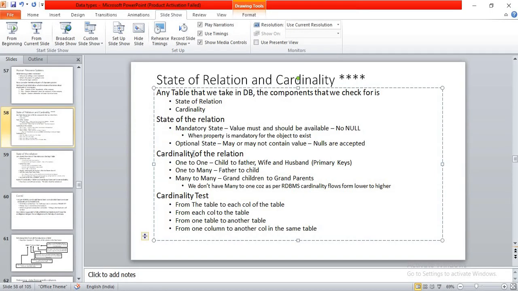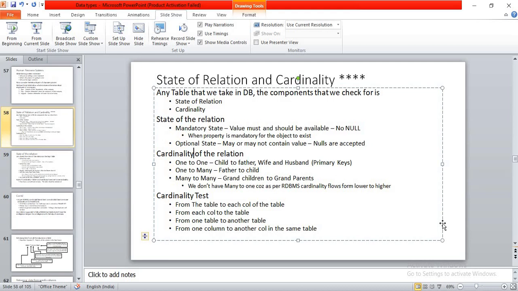Now coming to the second part, what is the cardinality of the relation? First, we need to talk about the types of cardinalities. We have one to one, one to many, and many to many. When it is one to one, it is like a child to a father, a child to a mother, a wife to a husband. A child can always and always have only one father or one mother. A wife can have only one husband.